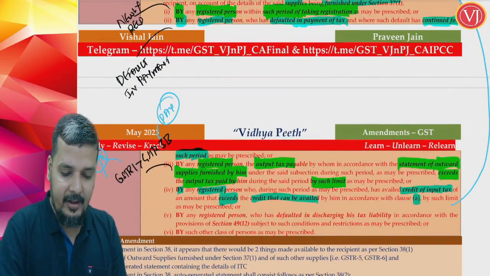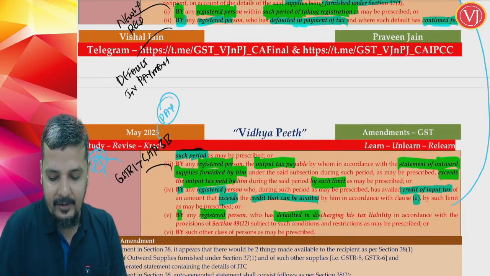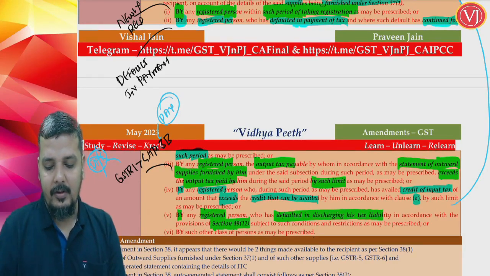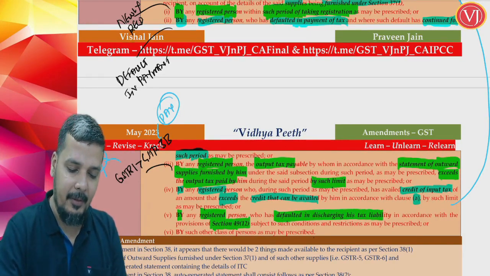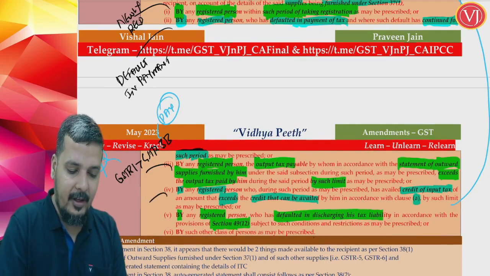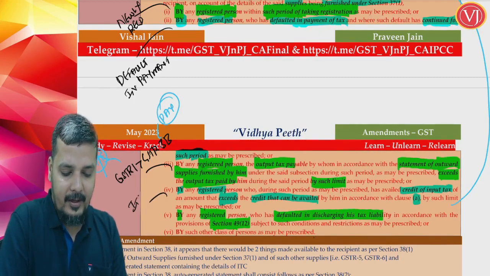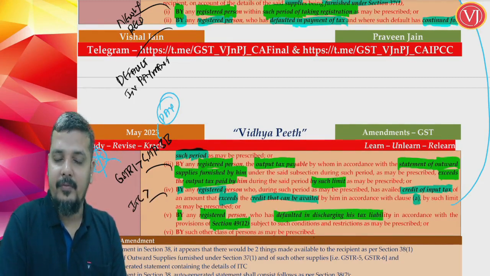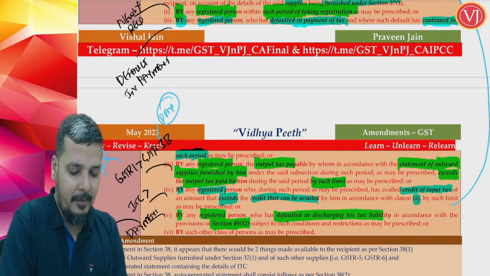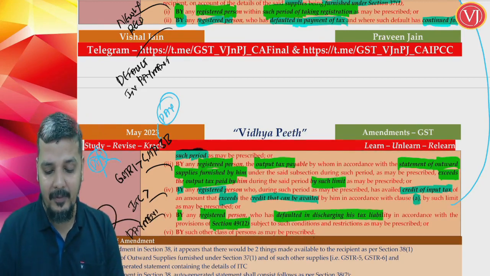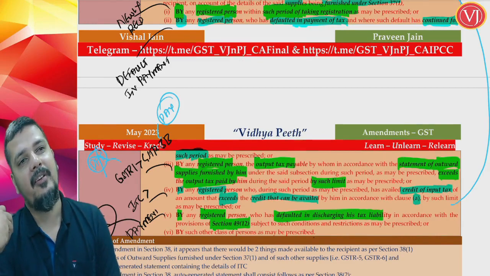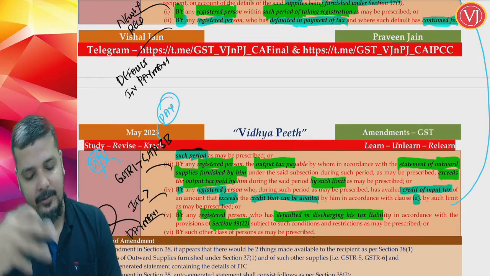Or by such registered person who has defaulted in discharging his tax liability in accordance with Section 49 Subsection 12. So he has not paid the tax liability correctly. Restrictions in payment. Right, he has made the payment, but he has made the payment entirely by his credit ledger. So here you're talking about your first scenario, ITC is more availed, and here you're talking about a scenario where payment is made but payment is not made properly. He should have made payment by credit ledger 99% and 1% by cash, but he has made the payment of the entire liability by credit ledger. So that is a scenario.